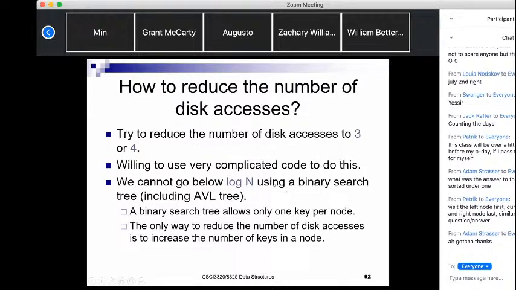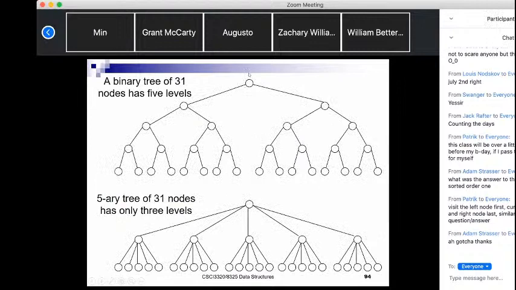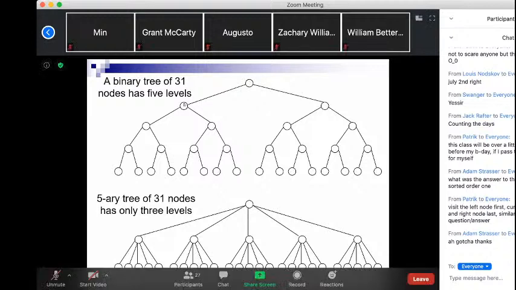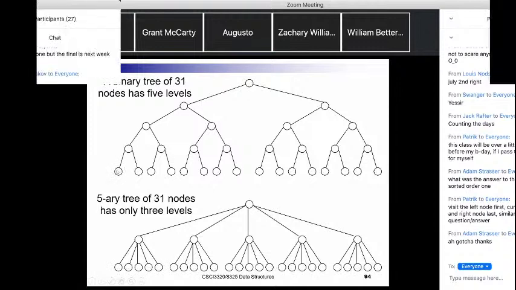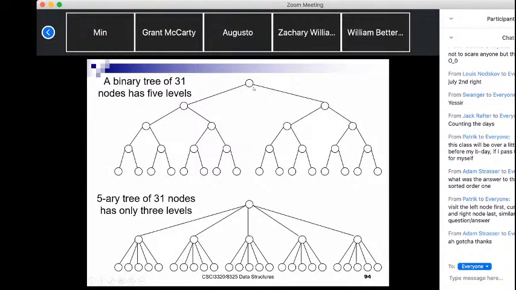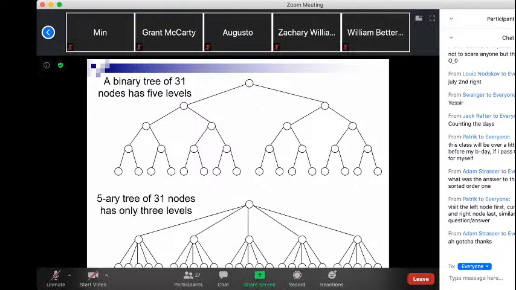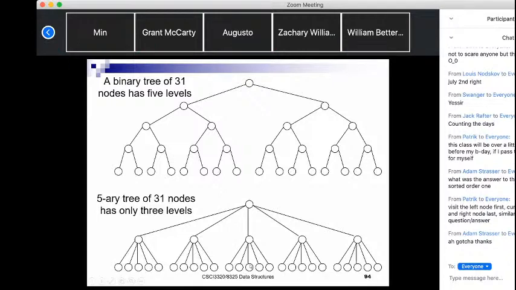The idea is increasing the branching factor. So if you use a binary search tree, 1 disk operation, 2, 3, 4, 5. After the 5th operation, we will be able to get the data in the binary search tree. However, if you increase the maximum number of children from 2 to 5, 1, 2, 3, after 3 disk I/O operations we will be able to access every data, right? So that is the way we try to minimize the disk I/O.